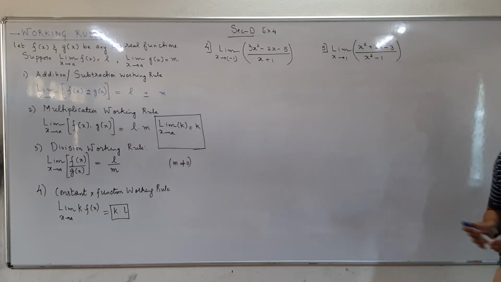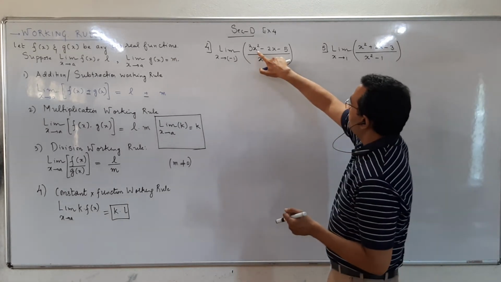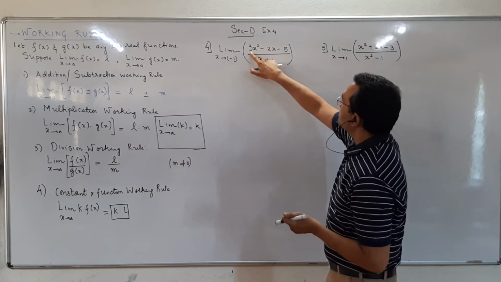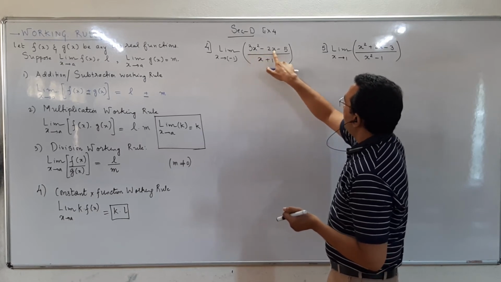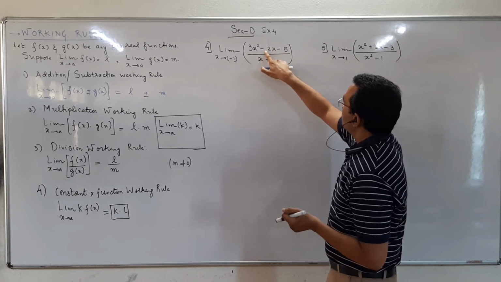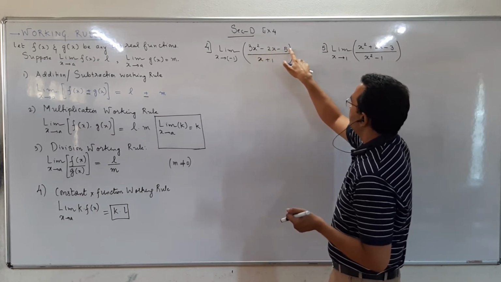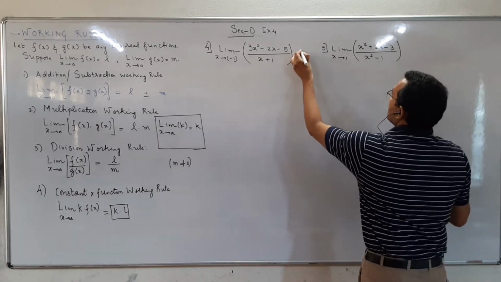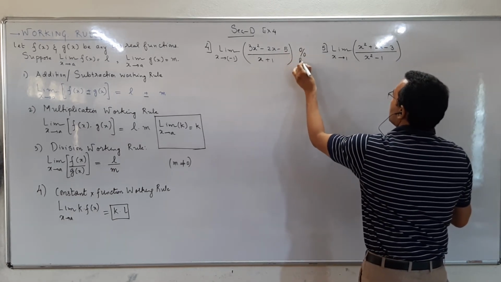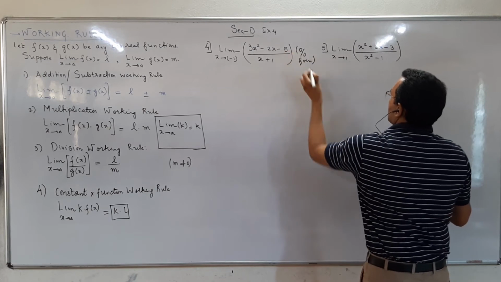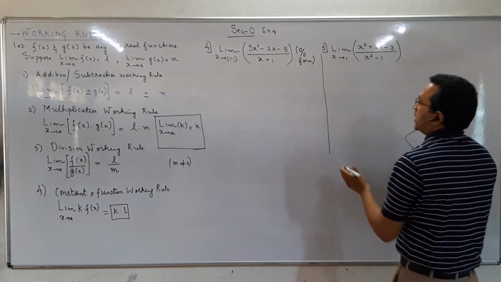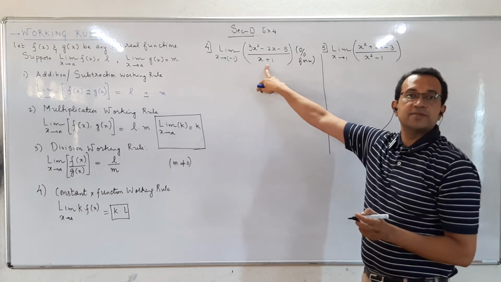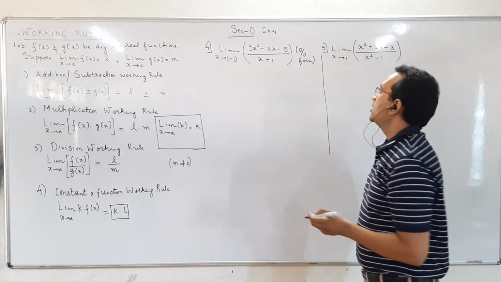Now, take x is equal to minus 1. What is minus 1 square? 1. 1 into 3 is 3. Minus 1 into minus 2 is plus 2. 3 plus 2, 5. 5 minus 5, 0. Minus 1 plus 1, 0. So again, this is of the form 0 by 0. So we have to factorize and get rid of x plus 1 because x plus 1 is making denominator 0.